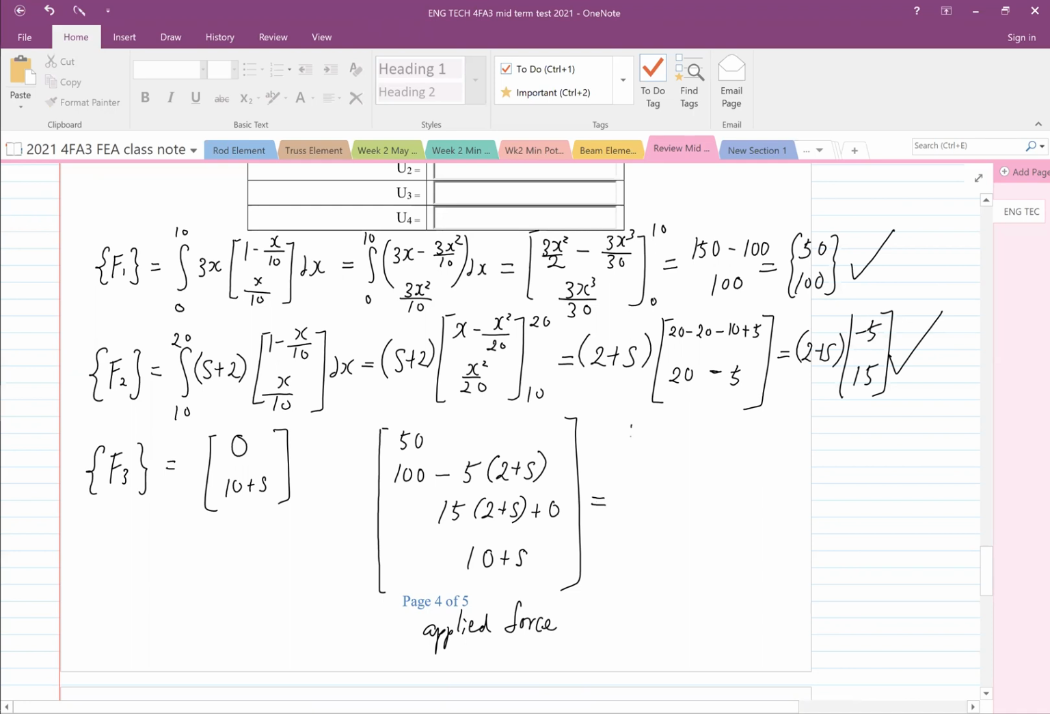And then the total, oh my. Do we have a reaction force on node 1? Not yet. I have to apply the boundary condition at the end. Oh, okay. Yeah, I see. Don't rush to it.